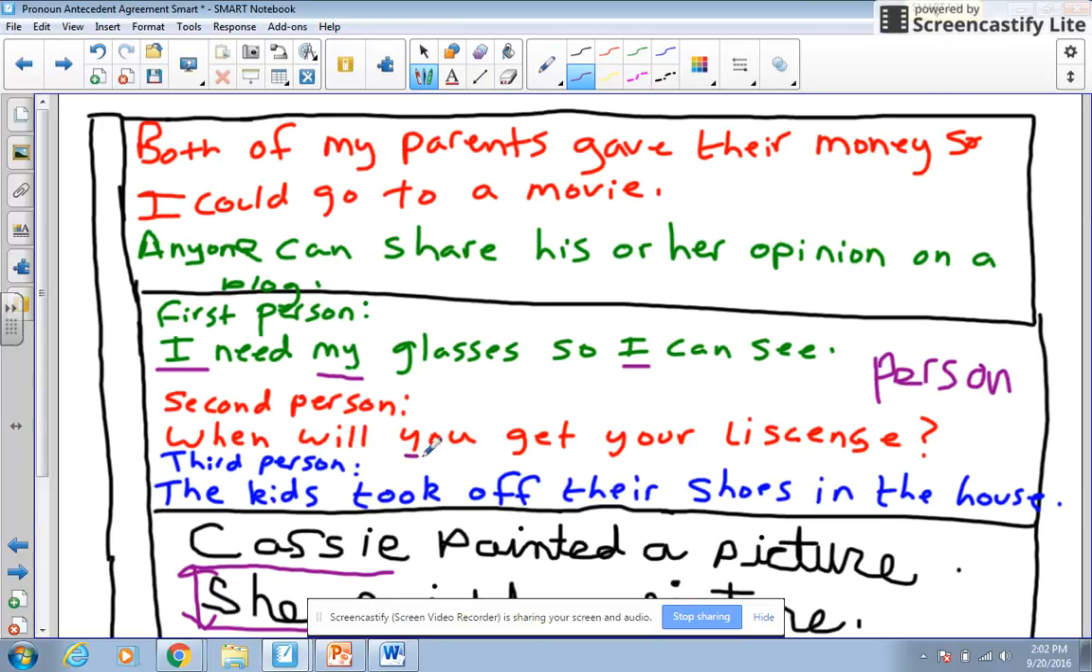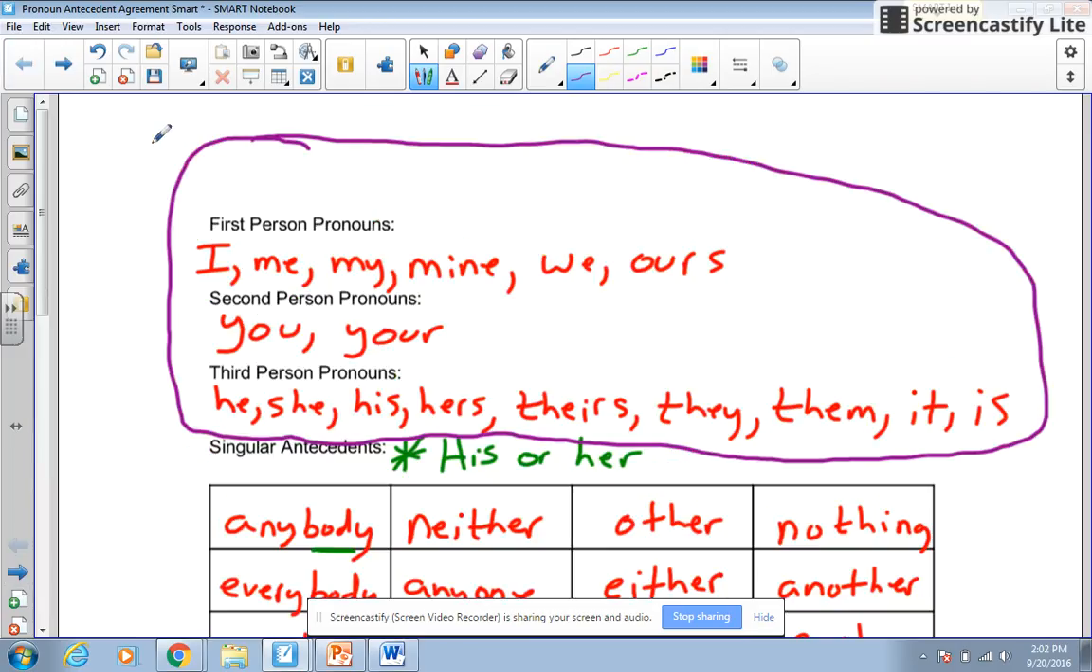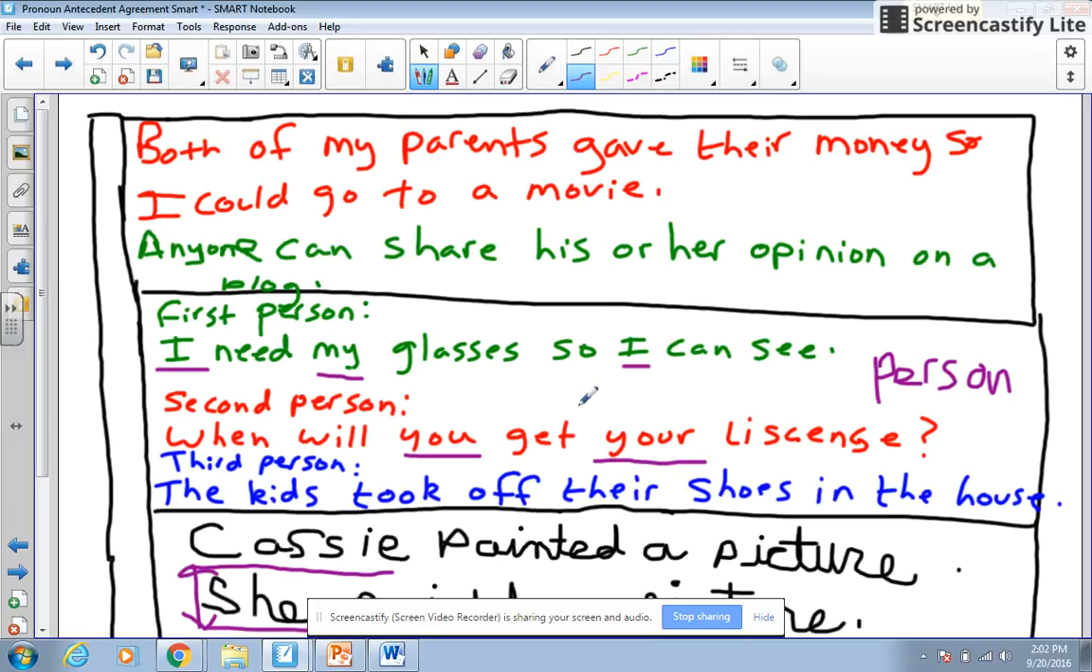Second person example, when will you get your license? Notice how we have a second person pronoun here, which is you, and another second person pronoun here, which is your. Again, if you're having trouble remembering what person these pronouns are in, make sure you're looking at this right here in your interactive notebook, because this is how I figured out this is second person. Notice how this sentence all stays in second person, and that's what our goal is, so this sentence is correct.